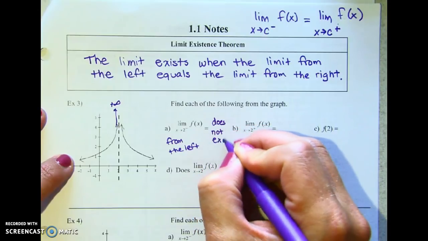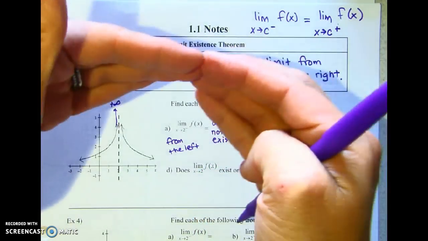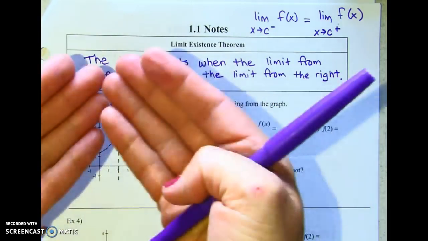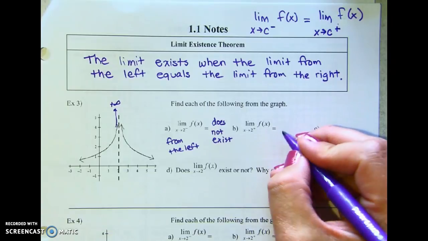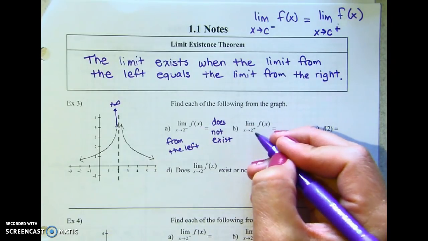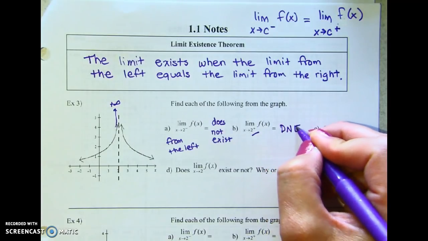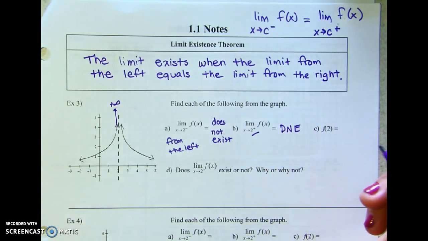Because in order for a limit to exist, it has to equal the same number. And they don't equal the same number because they're not hitting a number, they're going to infinity. So coming from the right, here, plus sign means from the right, this also does not exist. You can write D and E as long as you know what it means.